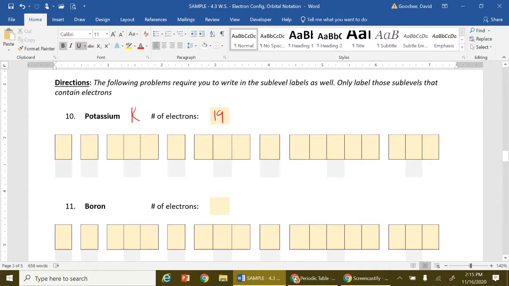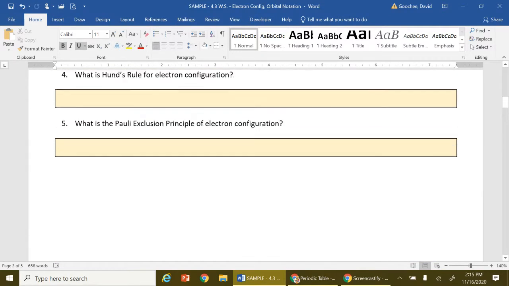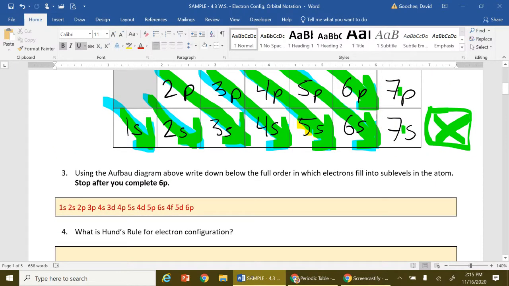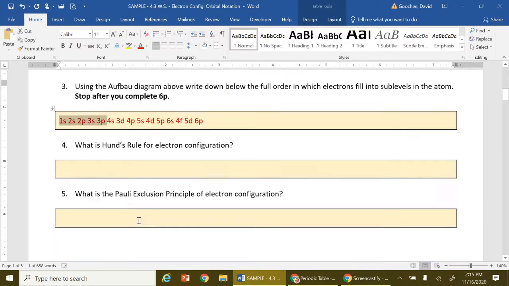Now, what's the order here? What's the Aufbau order? Well, I can look at the Aufbau diagram above, and I see it goes 1s, 2s, 2p. Did I mess this up? Let's hear 1s, 2s, 2p, 3s. Oh, yeah, I skipped the 3s. 3s, 3p. Well, that's embarrassing, but I fixed it. Okay, so the order is 1s, 2s, 2p, 3s, 3p.